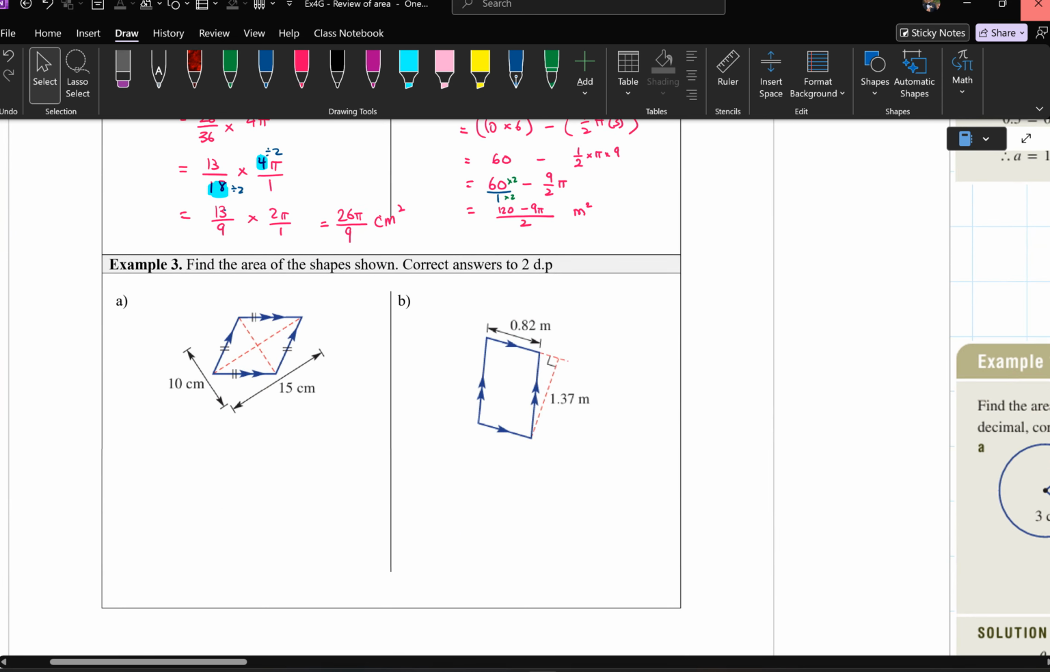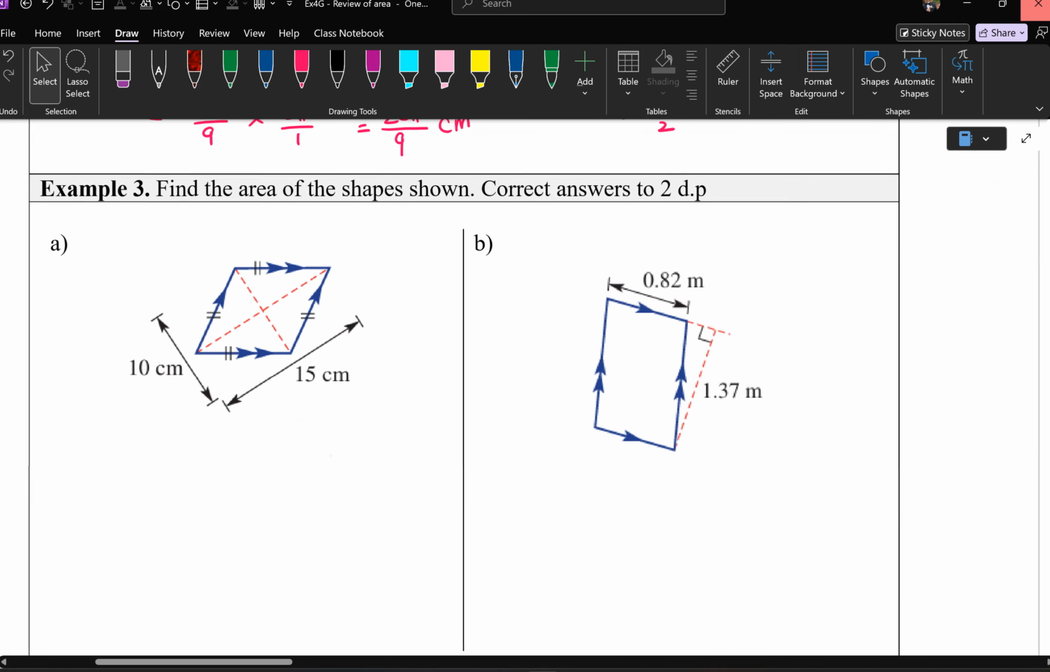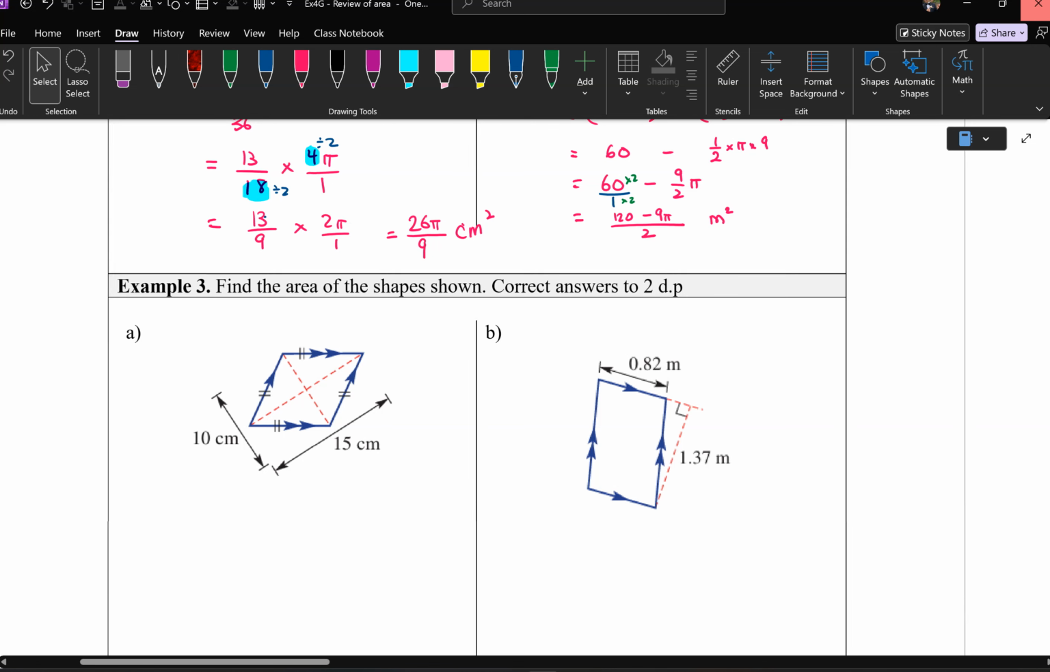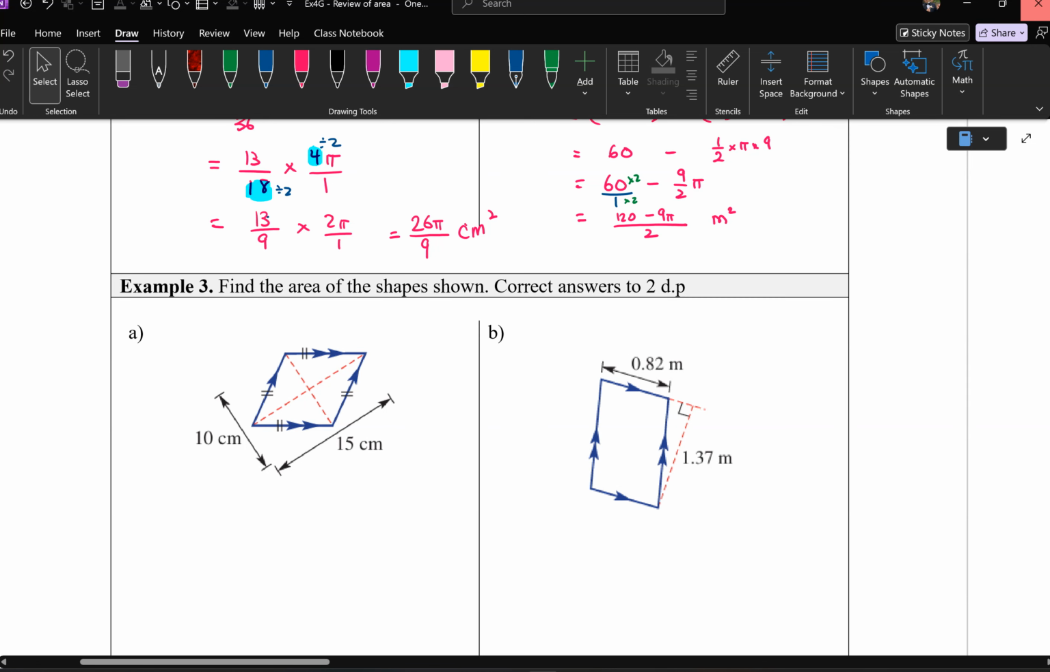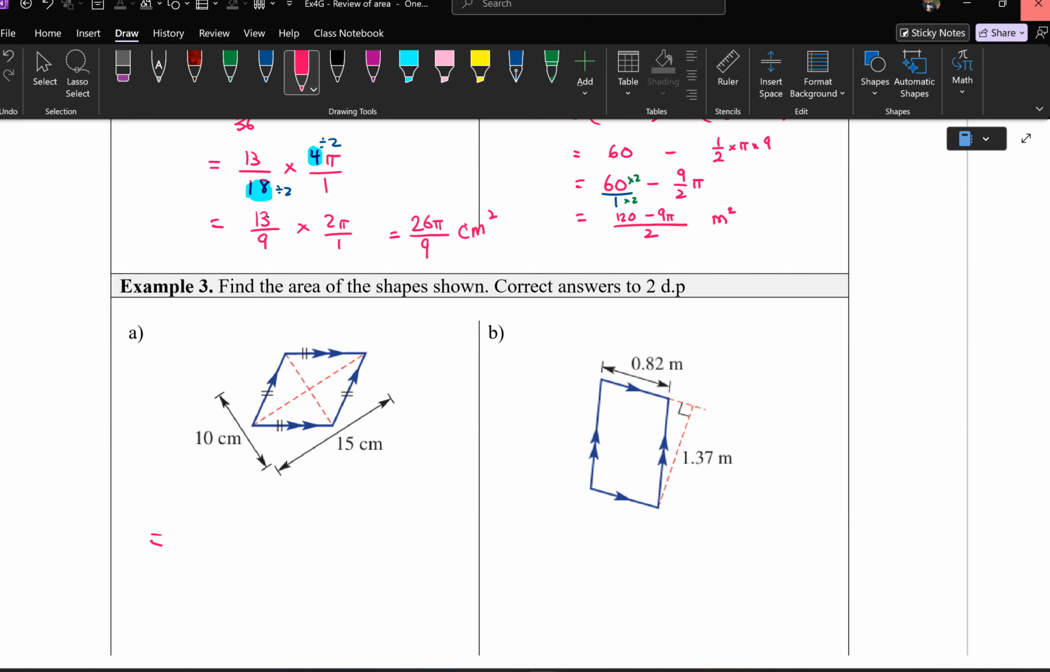Last question for today. Correct to 2 decimal places. This is pretty straightforward, but let's see. What shape do we have in A? Can I please have, let's go with Michelle. What type of shape is this? Rhombus. How did you know it was a rhombus though?